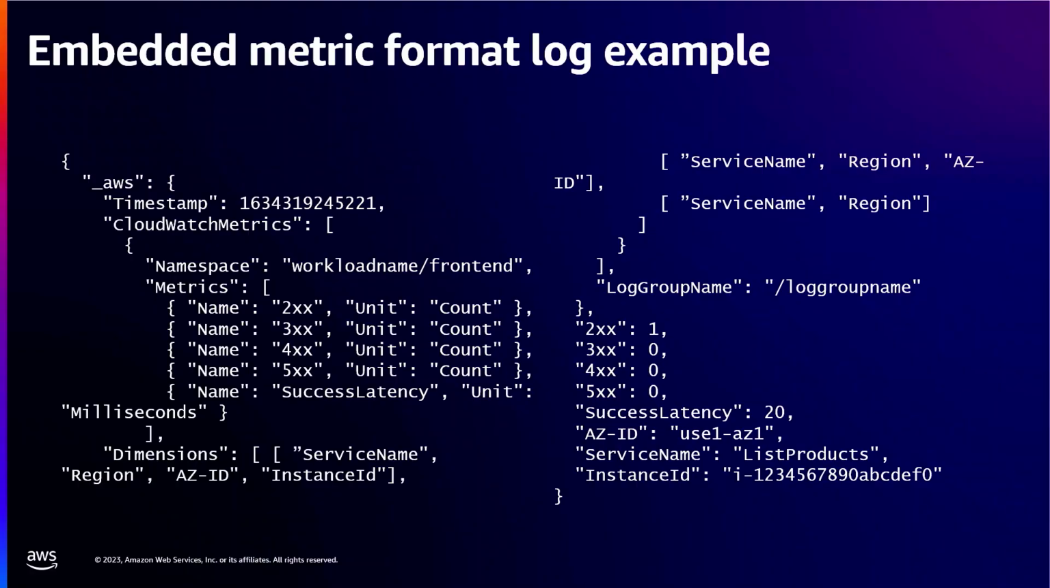And since I mentioned the format, this is what an embedded metric format log looks like. It's just a structured JSON. I've got the metrics that I'm looking at here. I'm looking at 2xx, 3xx, and so on responses. My success latency. You can see that I have dimensions, the name of the service that's being called, my region, my availability zone ID, my instance ID. And I have several sets of dimensions that I can include in here. And then I have the actual data, right? So this instance is an AZ1. It responded with a 2xx, and it had a 20 millisecond success latency. Really powerful tool, right? So I can now look at this log file and understand and query all the metric data, as well as look at it in dashboards.